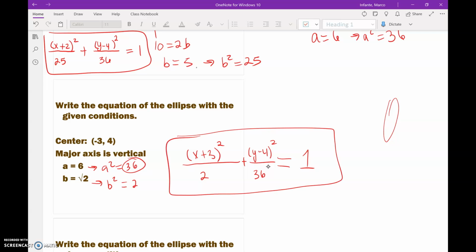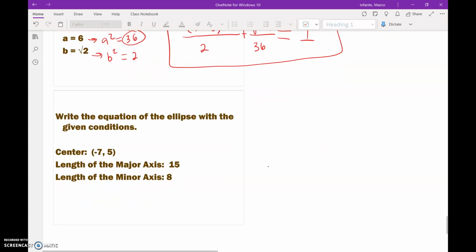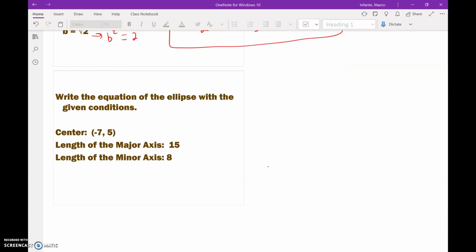We have one more equation, and I'll let you guys end this video. We have the center, we have the length of the major axis, we have the length of the minor axis. Again, you need 3 things in order to make the equation of the ellipse. You need the a squared term, the b squared term, and the center. And it seems like we actually have this almost, as good as we need it, right?